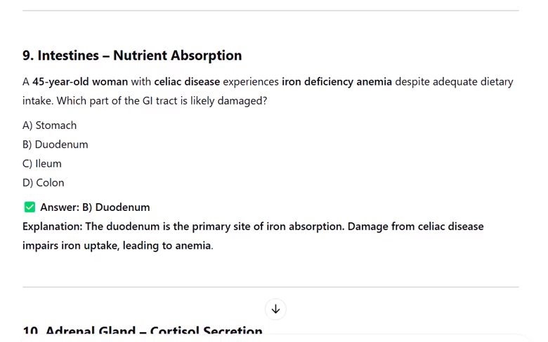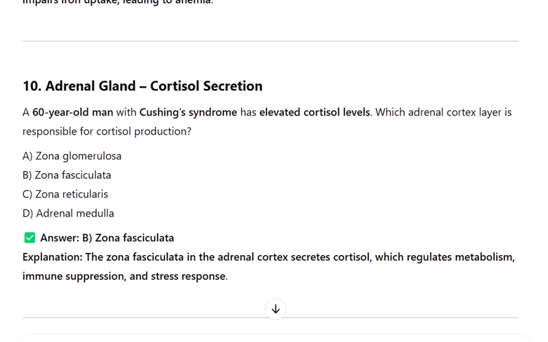10. Adrenal gland, cortisol secretion. A 60-year-old man with Cushing's syndrome has elevated cortisol levels. Which adrenal cortex layer is responsible for cortisol production? A. Zona glomerulosa, B. Zona fasciculata, C. Zona reticularis, D. Adrenal medulla. Answer: B. Zona fasciculata. Explanation: the zona fasciculata in the adrenal cortex secretes cortisol, which regulates metabolism, immune suppression, and stress response.